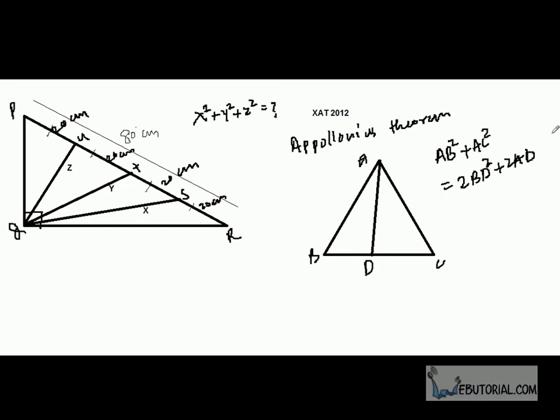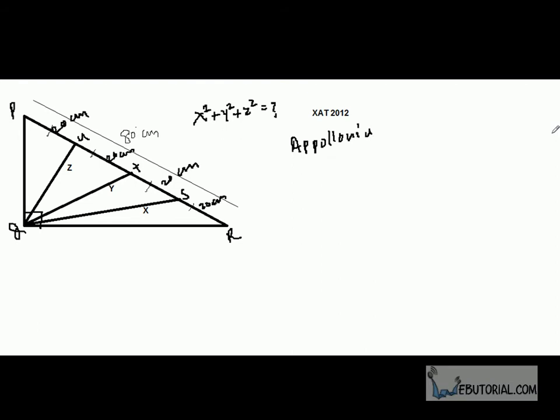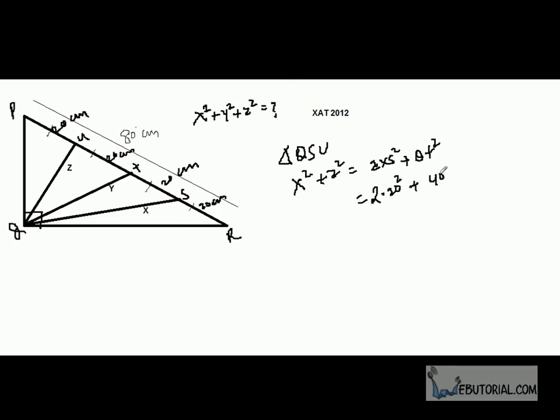AB square plus AC square is equal to 2 BD square plus 2 AD square. Since I'll be writing it down again while solving the problem, I'm deleting this part. So let's write the same Apollonius theorem for triangle QSU. We will write x square plus z square would be what? Twice of xs square plus qt square. Qt is the median, right? X is nothing but 20, so twice of 20 square. Qt is nothing but 40 square.